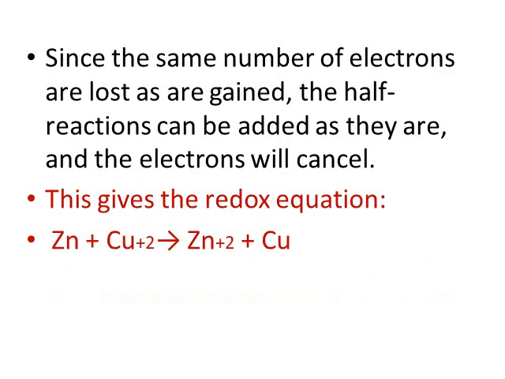We can deal with the redox equations as in math. Since the same number of electrons are lost as are gained, the half reactions can be added as they are, and the electrons will be cancelled. This gives the redox equation: zinc metal plus copper ion producing zinc ion plus copper metal, as the electrons are cancelled on both sides.